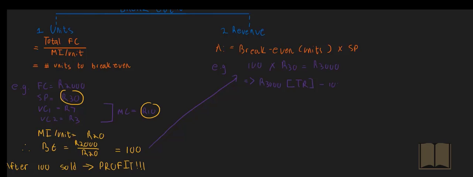Let's prove it for ourselves. 3,000 Rand is your total revenue. You've sold 100 units at a marginal cost of 10 Rand per unit. This will give you the total marginal cost. But then you also need to deduct your total fixed cost, which is 2,000 Rand. So your 3,000 Rand revenue minus your 1,000 Rand total marginal cost minus your 2,000 Rand total fixed cost will give you a profit of 0. Therefore, you would have broken even.